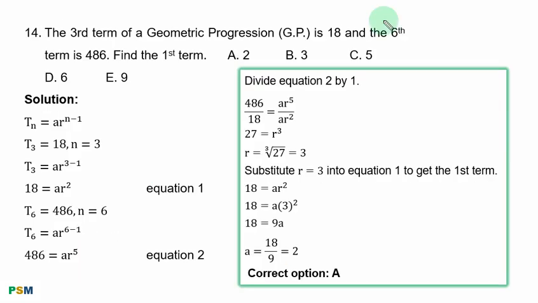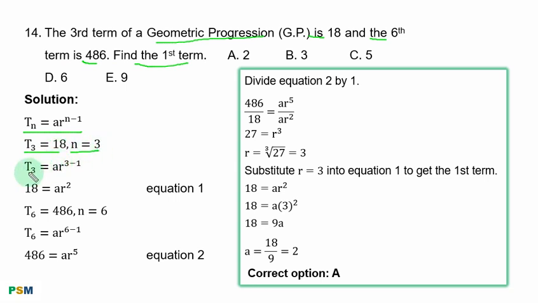Question 14. The third term of a geometric progression, GP, is 18 and the sixth term is 486. Find the first term. Anytime you have problems like this, it always leads to a system of non-linear equations. We go by the nth term formula of a GP. The third term is 18. At that point, n is equal to 3.